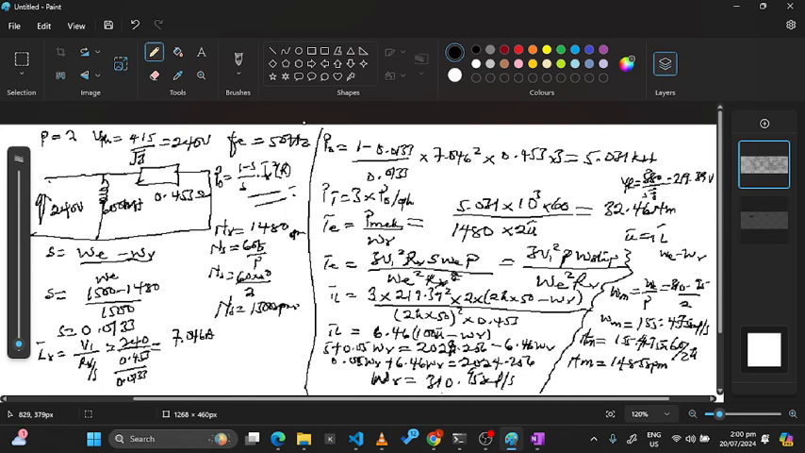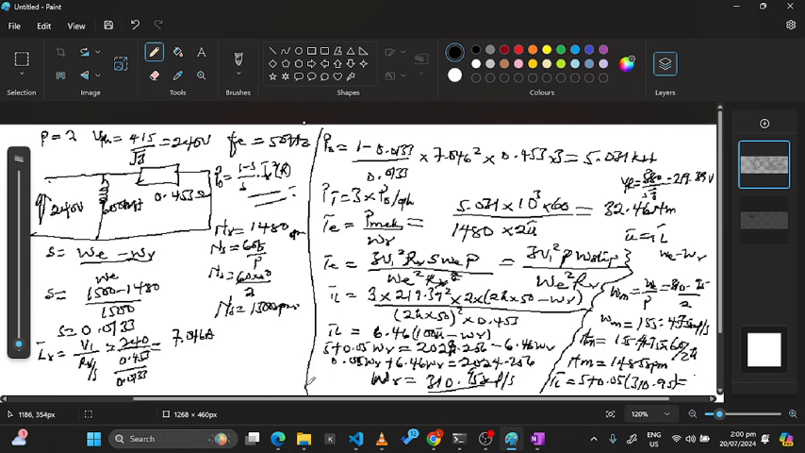To find the torque, you already have the torque equation. So now the torque should be equal to 5 plus 0.05 times 310.95 rad per second. This will give you the torque you are looking for. That should give you 20 point something.